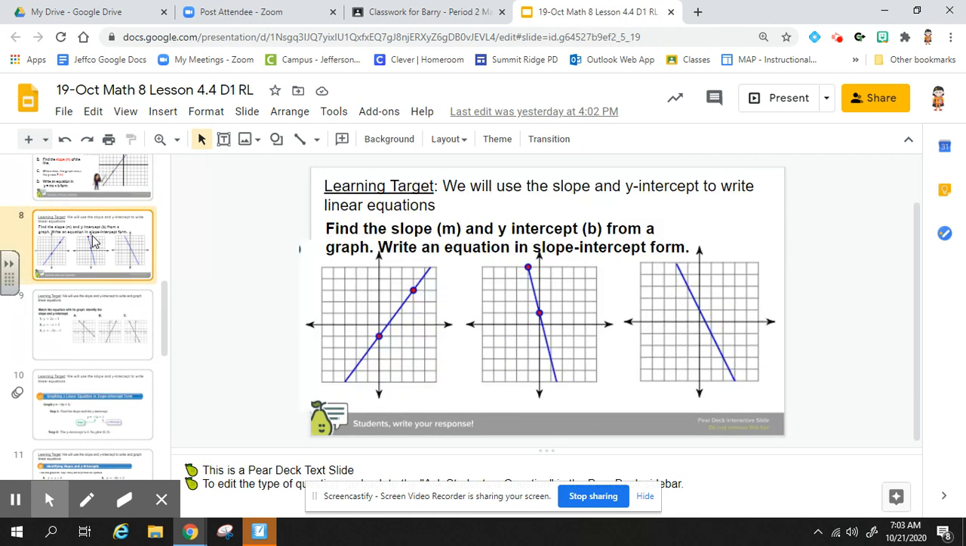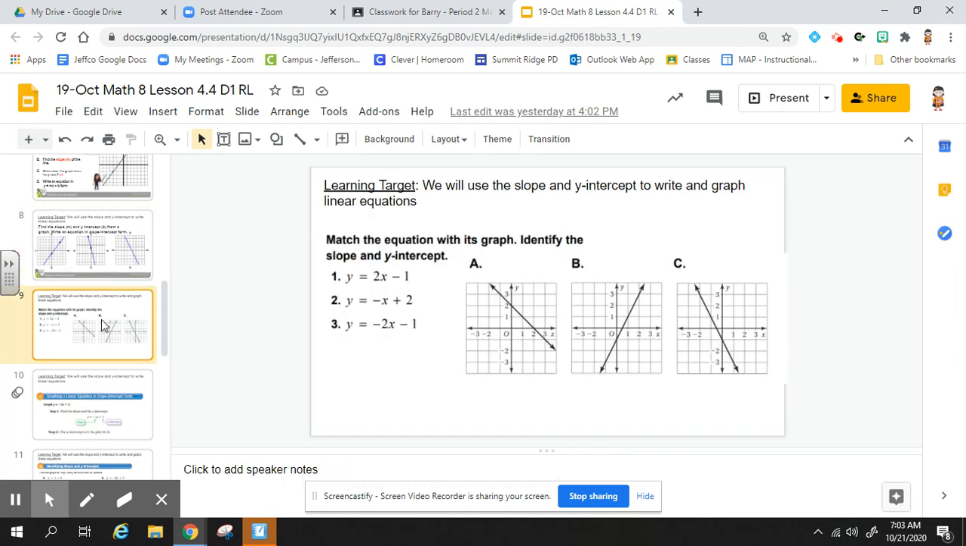Here you're going to practice some more of those. Find your slope, find your y-intercept, from those graphs, and then write an equation in slope-intercept form. Y equals mx plus b. Here you're going to take those skills and see if you can match. Number 1 belongs to which one, A, B, or C?